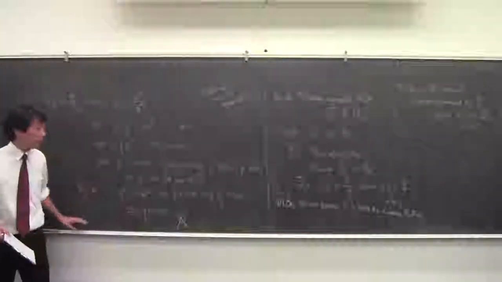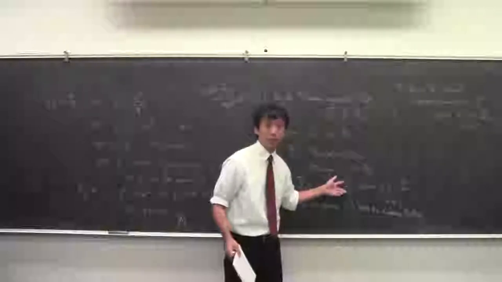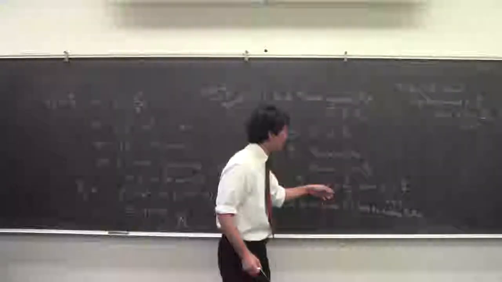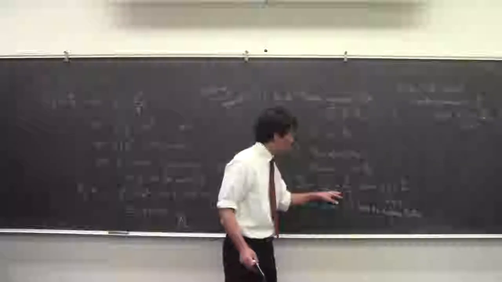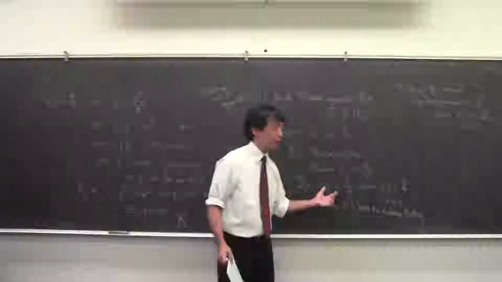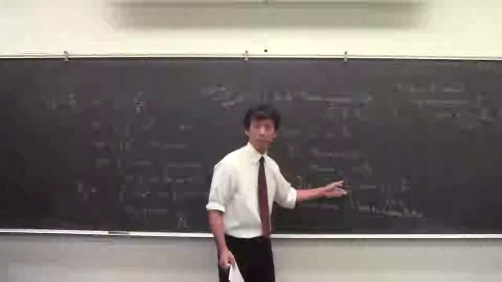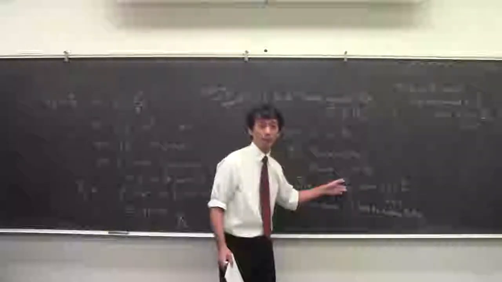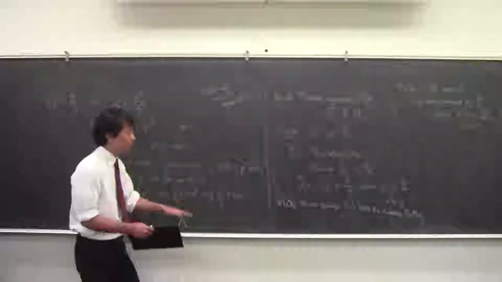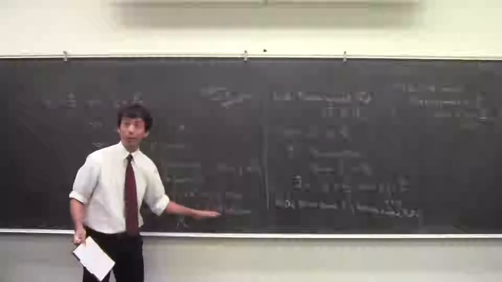So the contradiction is that we said that p and q don't have any common factors. We said, let's assume that the square root of 2 is rational. If it is rational, we can express it as p over q, where p and q don't have any common factors. But then p and q are both even, and so they do have common factors.